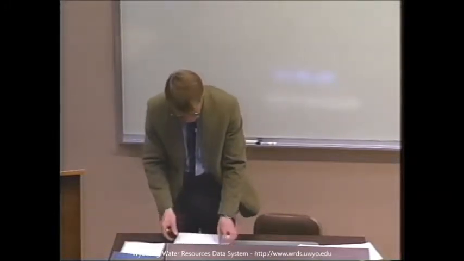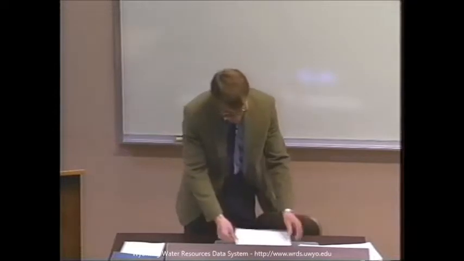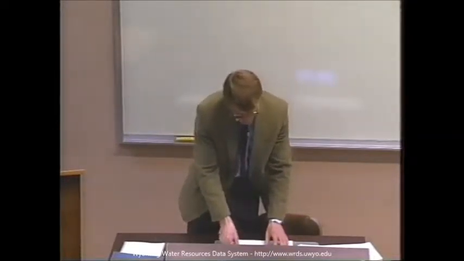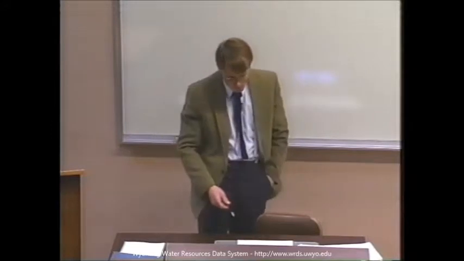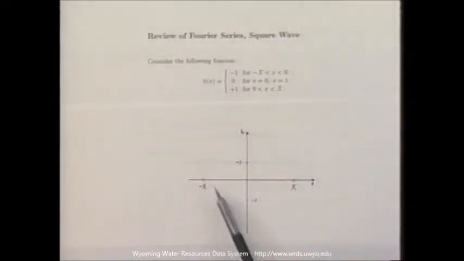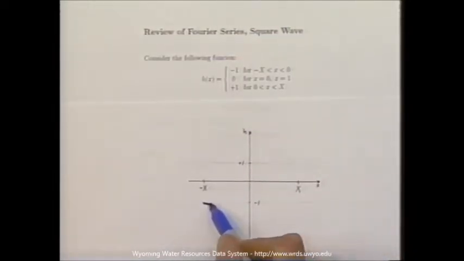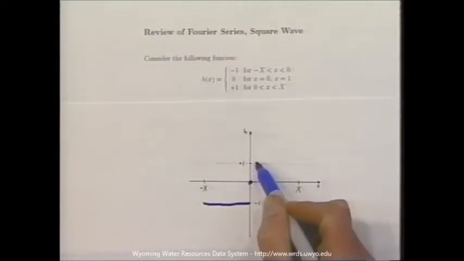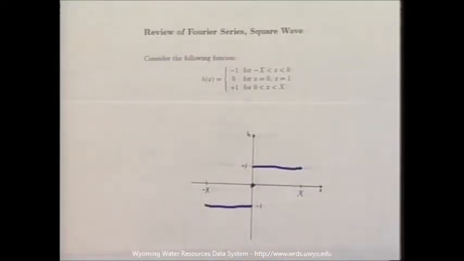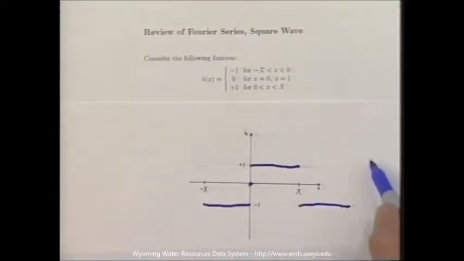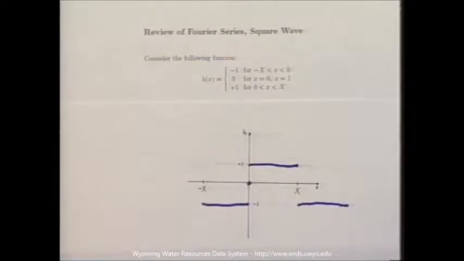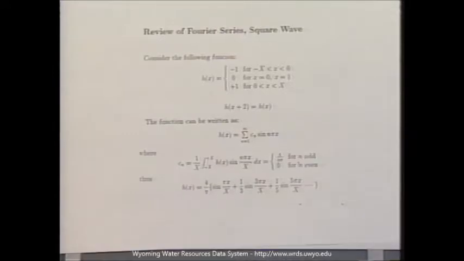To really get into the method, you need to review the Fourier series. If I considered a function of this type, where it's 1 between minus x and 0, go ahead and draw that in, and 0 at this point, and 1 here, just a function. And then if I allow it to repeat periodically, I can approximate this particular function with a Fourier series, which can be written in terms of the sine.